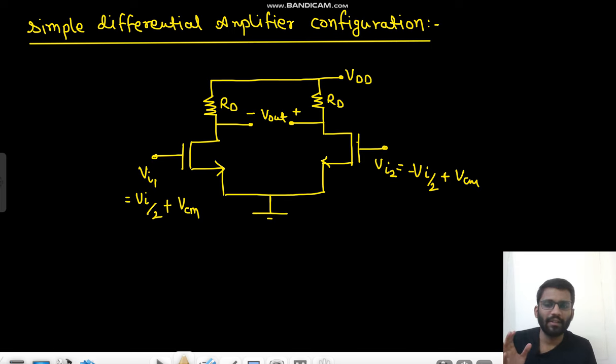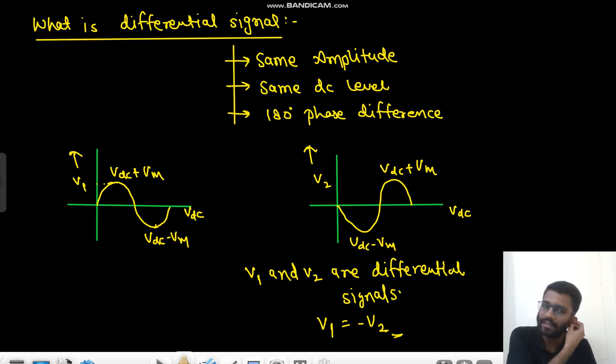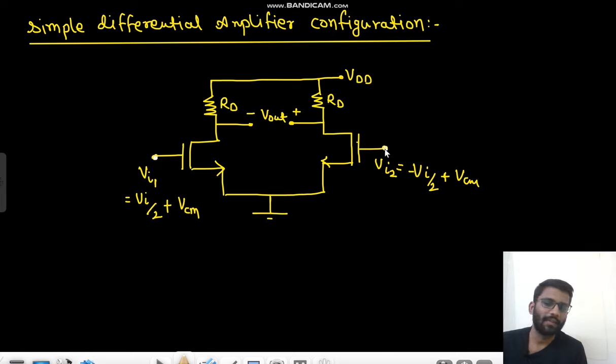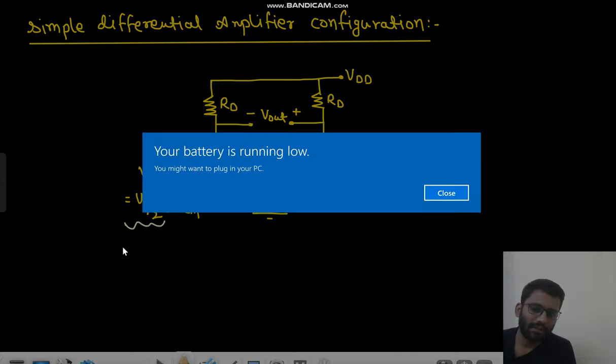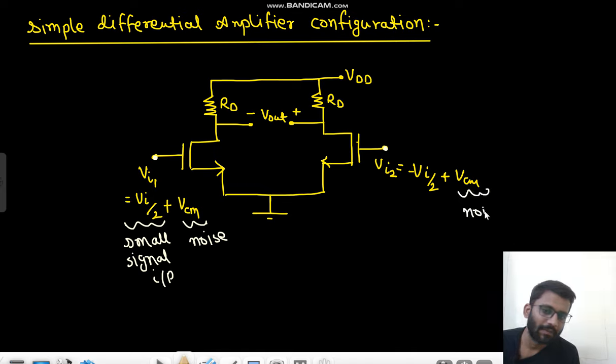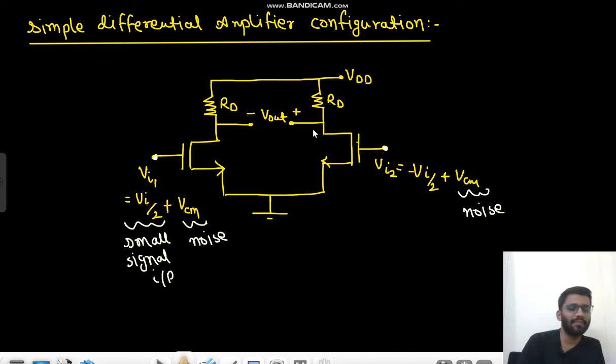Here, what we learn, first we learn what is differential signal, and then we learn how to generate the differential signal. And when you are generating the differential signal, there is some noise present as well. Okay, the magnitude is same for both. Now we are applying our DC voltage here. This is the input to differential amplifier. We are applying the small signal voltage and the noise. This is our small signal input. This is our noise. Now we will see the output voltage and see if there is a noise component present or not. So that's how the differential amplifiers eradicate the noise. So we will see it in the next video. Okay.